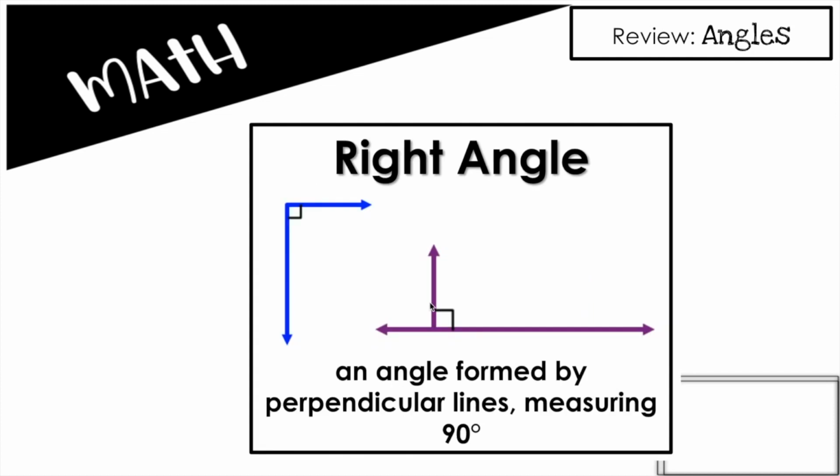Now, a right angle is an angle formed by perpendicular lines measuring 90 degrees. That means you have two of your rays coming together at a vertex, and they come together right at 90 degrees. It is very different from any other angle because you know it's a right angle because you have a box here. You're going to see this box-like shape on the angle, and that's another way to know, oh, that's a 90-degree angle. It's not greater than, it's not less than, it is 90 degrees.